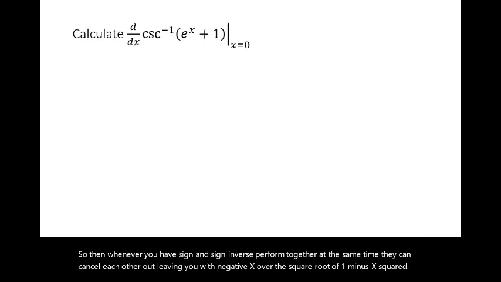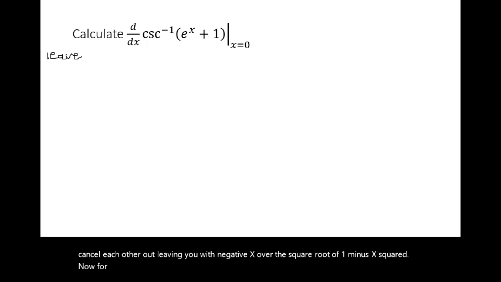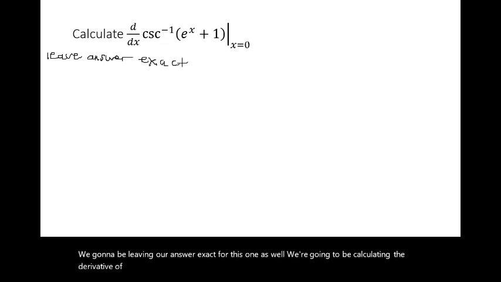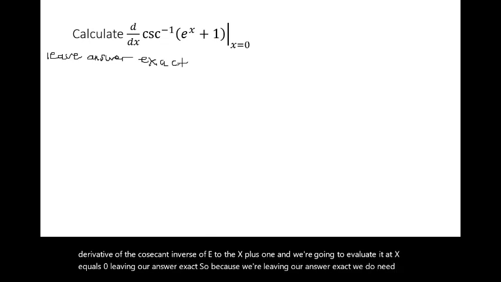Now for this next one, I didn't leave the directions here. We're going to be leaving our answer exact for this one as well. We're going to be calculating the derivative of the cosecant inverse of e to the x plus 1, and we're going to evaluate it at x equals 0, leaving our answer exact. So because we're leaving our answer exact, we do need to do this by hand.